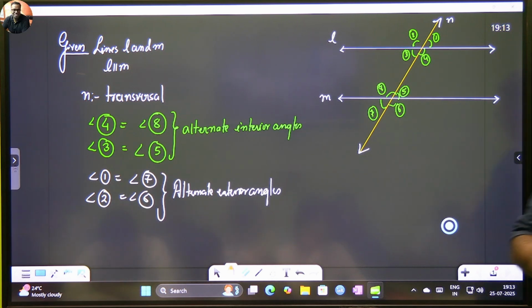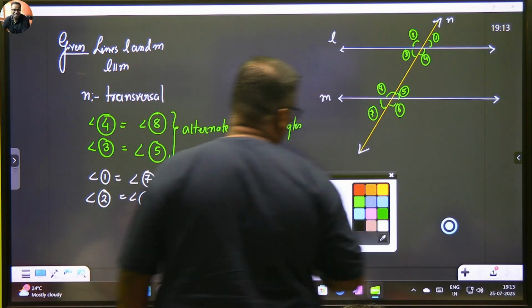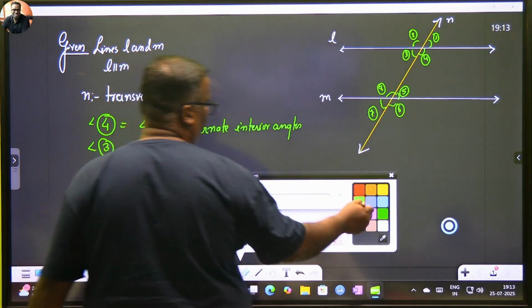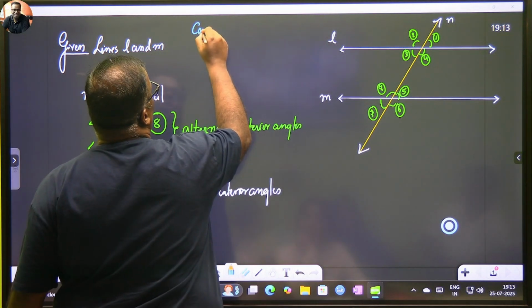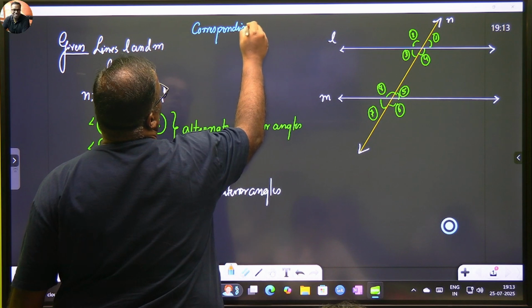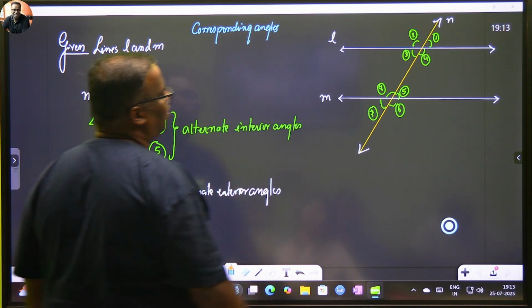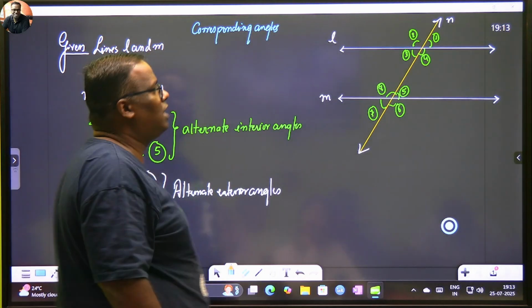Once we have seen alternate angles, our next set of angles are known as corresponding angles. Let's have a look at corresponding angles. How do corresponding angles work?